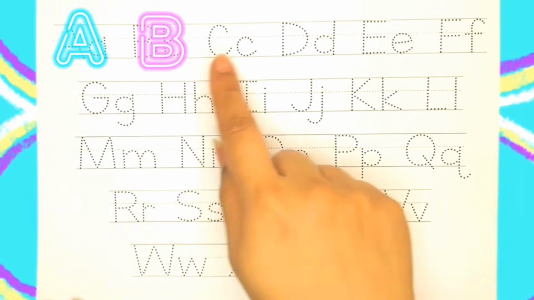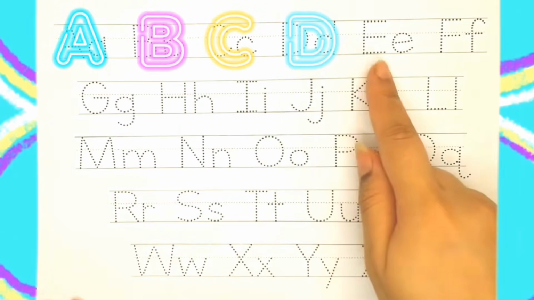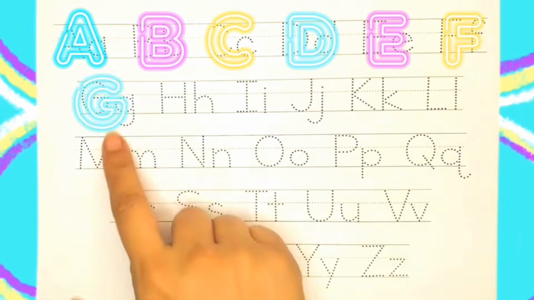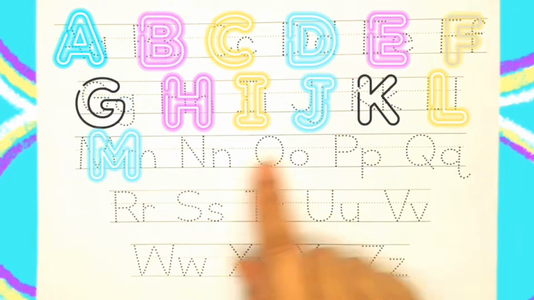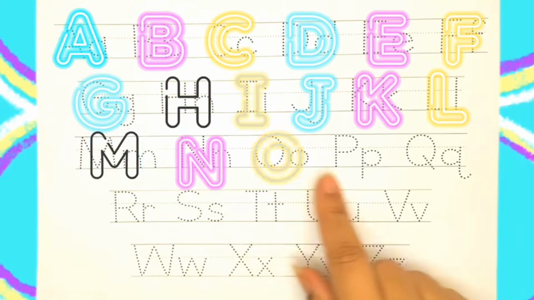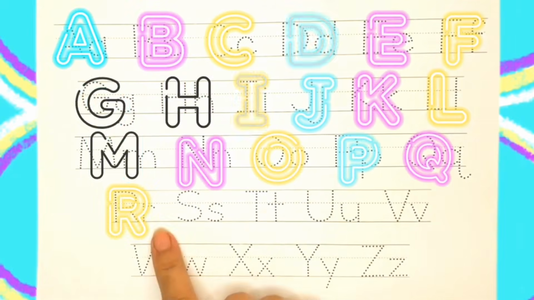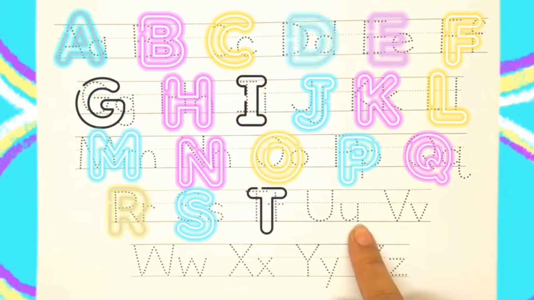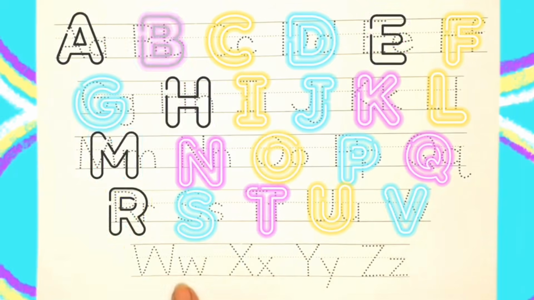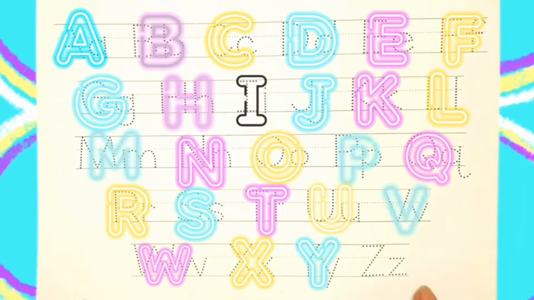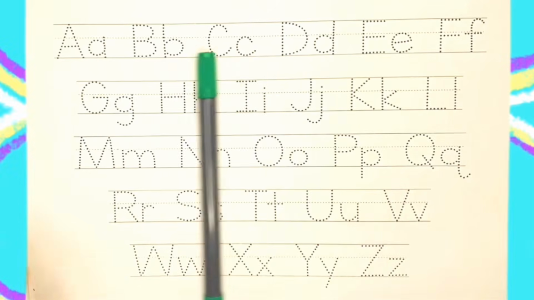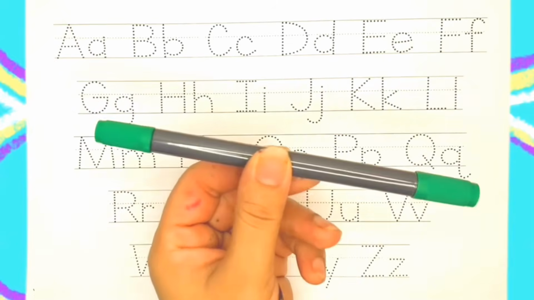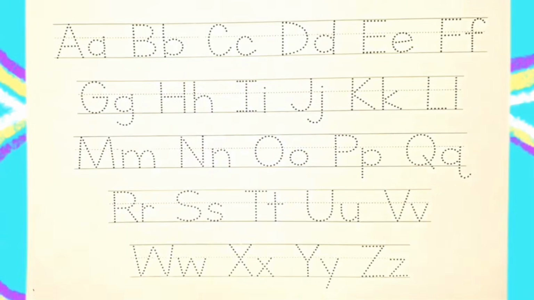A, B, C, D, E, F, G, H, I, J, K, L, M, N, O, P, Q, R, S, T, U, V, W, X, Y, Z. Let's write alphabets.